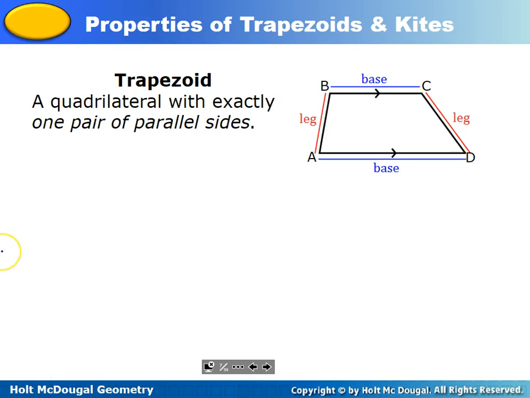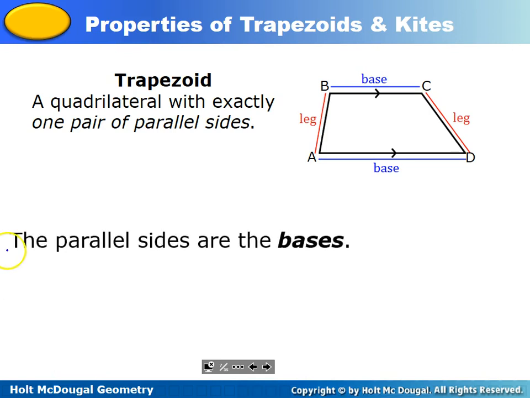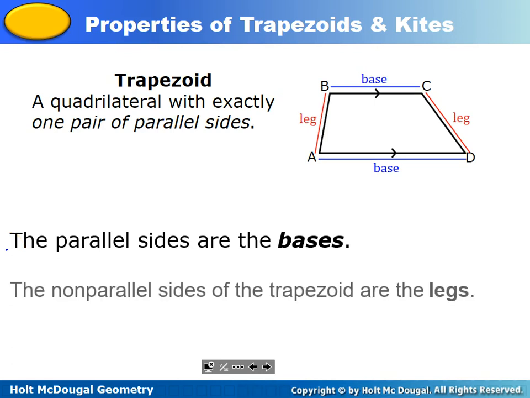So let's look at this drawing here and then you'll understand. A trapezoid is a quadrilateral with exactly one pair of parallel sides, again. So BC, notice up there, and AD are parallel because they have arrows on them. And we call those the bases because they are the parallel sides. And then the other two sides are the legs.